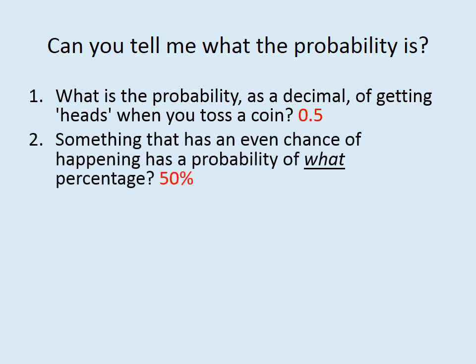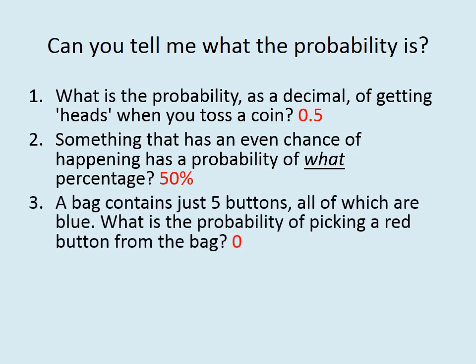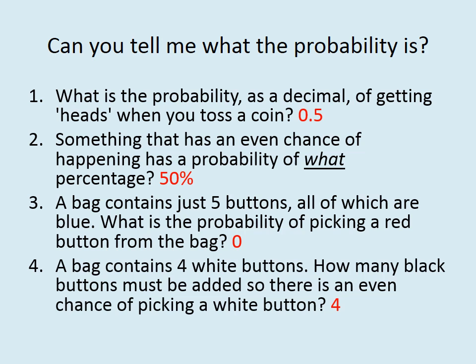Number 2, something that has an even chance of happening has a probability of what percentage? Yes, 50%. Number 3, a bag contains just 5 buttons, all of which are blue. What is the probability of picking a red button from the bag? All the buttons are blue, so we don't have red, right? So it's 0.